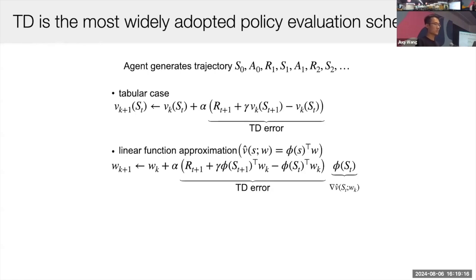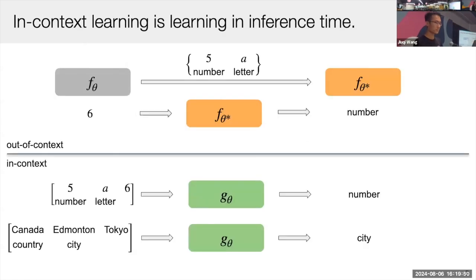In the case of linear function approximation, we have some feature function, which we call phi, that maps each state to a real-valued vector. The approximated state value is just the dot product between this feature and this weight. The TD update is now called semi-gradient TD, where you compute this TD error using the approximated value function, and then multiply by the gradient, phi of S_t. That is what we call linear TD in this presentation.